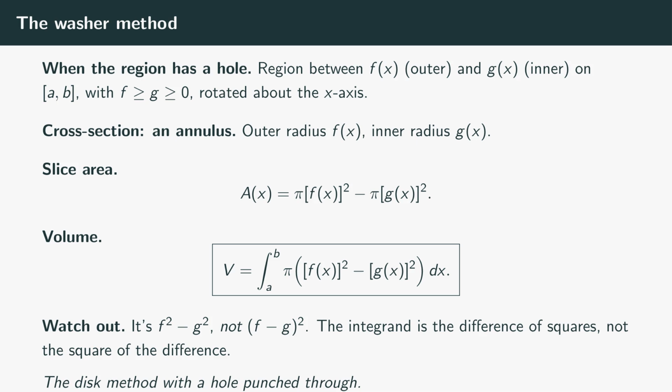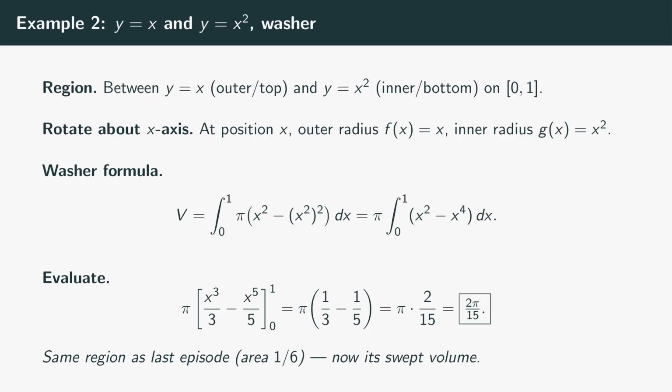The most common student mistake here, writing pi times the quantity f minus g, squared, instead of pi times the quantity f squared minus g squared. Those are very different. The cross-section is a ring, not a disk with side length f minus g. You compute the area of the outer disk, subtract the area of the inner disk. Square first, then subtract. The washer method is just the disk method with a hole, but that's square first, then subtract. Bookkeeping trips everyone up. Watch the algebra.